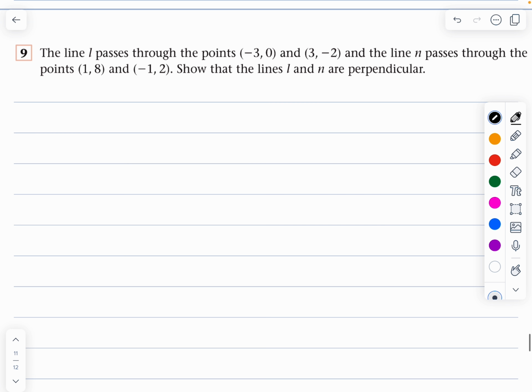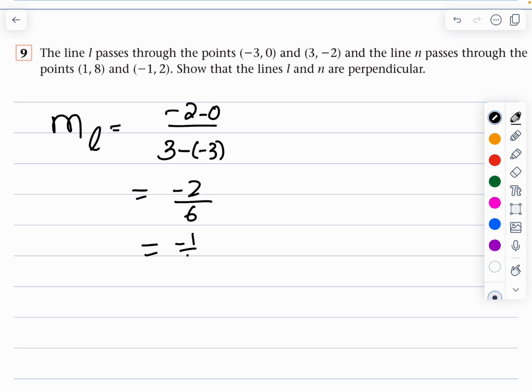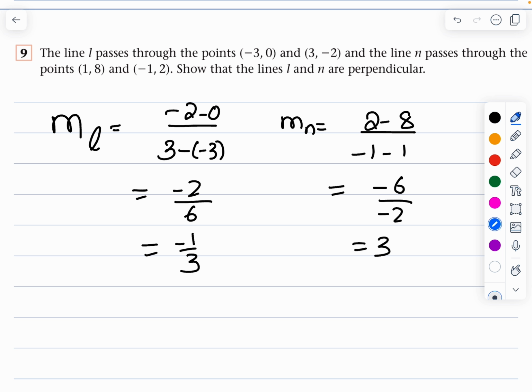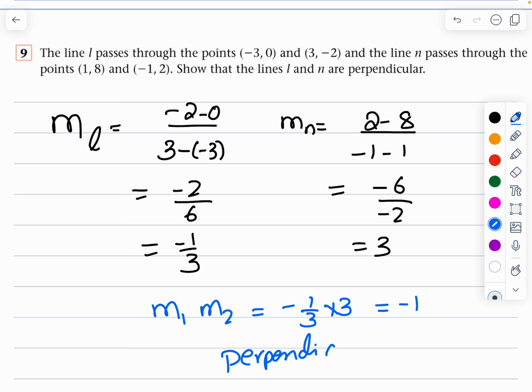Next, question number 9. L passes through the points and N passes through the points. Show that N and L are perpendicular. So M of L: y2 minus y1 upon x2 minus x1, which is negative 2 upon 6, negative 1 upon 3. Then Mn: y2 minus y1 upon x2 minus x1, minus 6 upon minus 2, which is 3. We see that m1 times m2, negative 1 upon 3 times 3, is negative 1. If the product of slopes is negative 1, they are perpendicular.